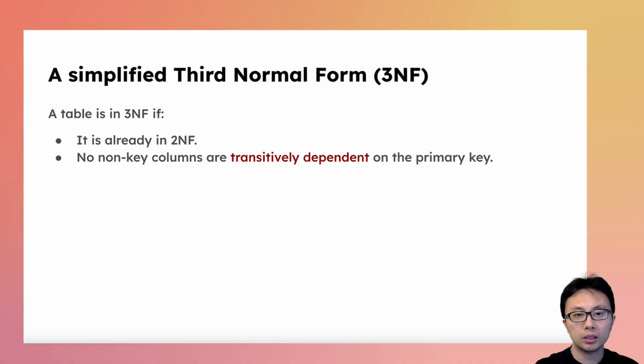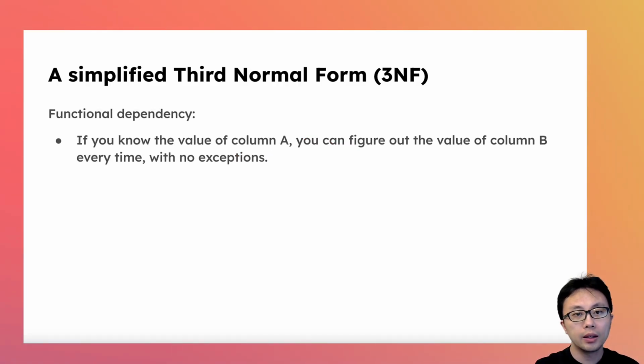Second, transitively dependent. Before we get to this term, let's make sure that we are on the same page in terms of what a dependency means first. In the context of columns of a table, functional dependency means that if you know the value of column A, you can always figure out the value of column B every time without exception. In such a case, you can say that column A functionally determines column B. Or you can also say that column B functionally depends on column A.